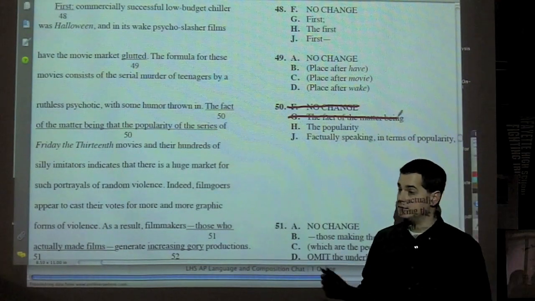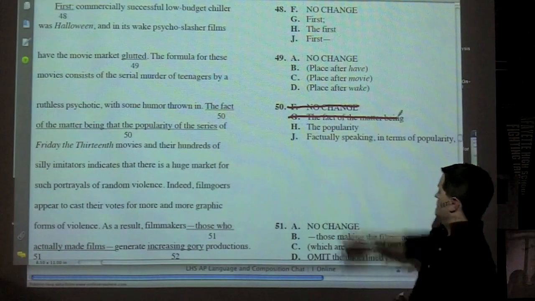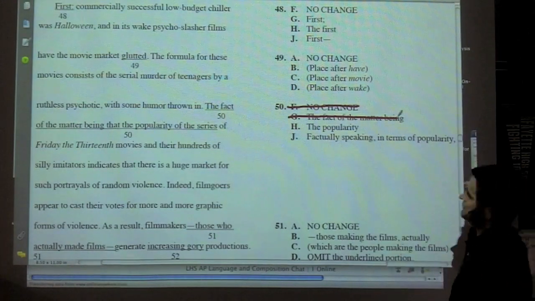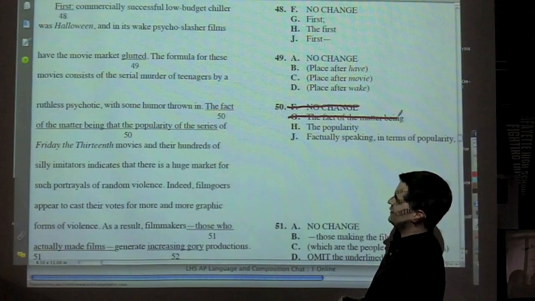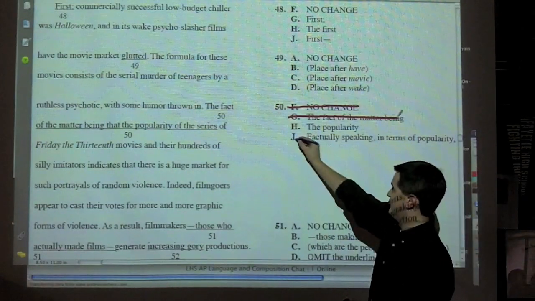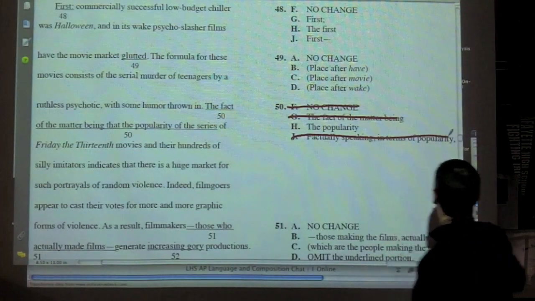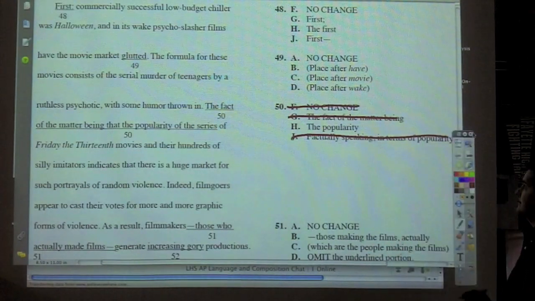Yeah. But, real quick, we're not going to mark it off, but in all fairness, let's look at J. Factually speaking, in terms of popularity of Friday the 13th movies, it's another one that's wordy, and it really doesn't even make sense in the context of the sentence. So therefore, the only possible answer is H.